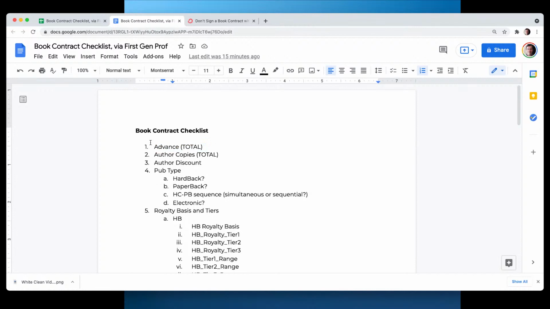Before we see it, here's a basic overview of what we'll be dealing with today. Things like advances, that is the amount of money that a publisher provides to an author upon signature typically, or upon other benchmarks in the contract that are given in lump sum, but then is an advance on one's royalties, and we'll get into that. Things like the number of copies you can expect to receive as an author, whether or not you can purchase copies of your own book to give to friends and colleagues, and what discount. And then we'll get into the nitty-gritties of things like royalty basis and tiers and other issues there.